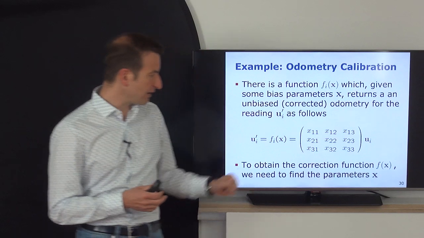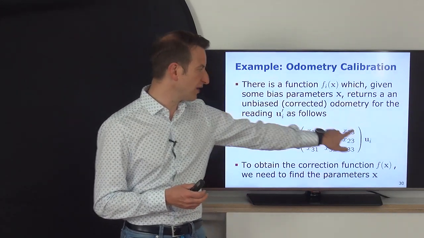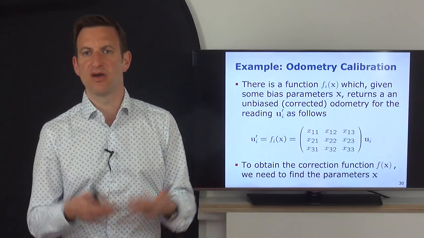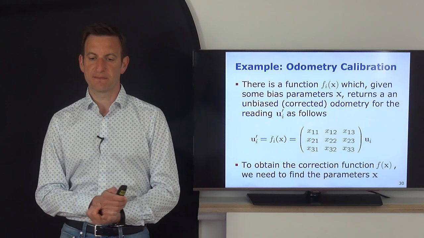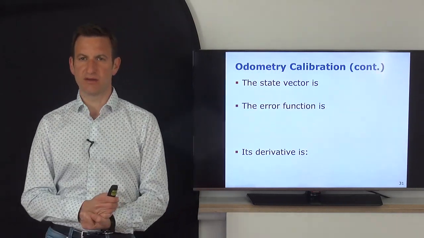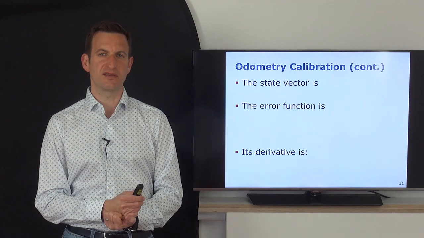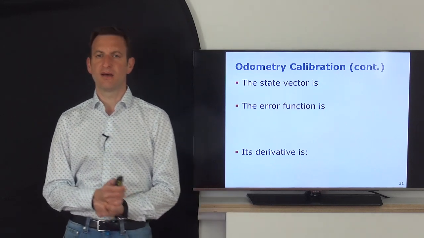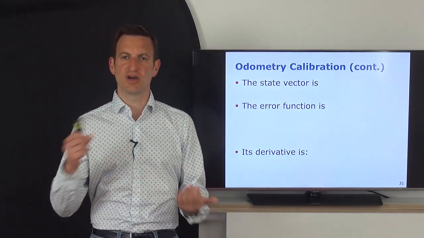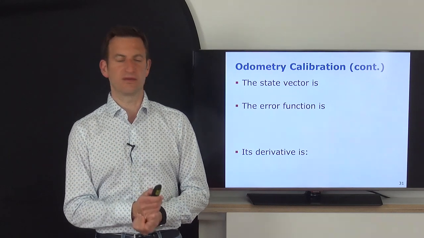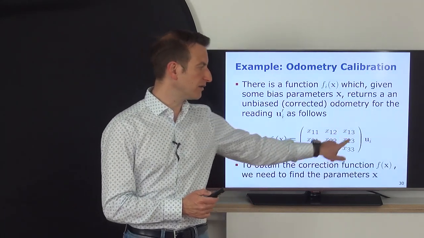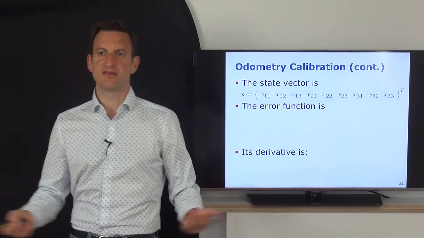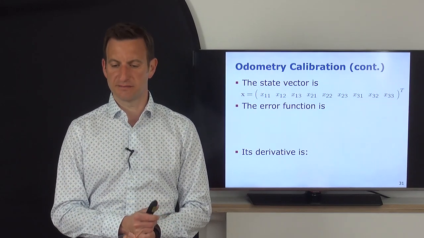In order to do that, we need to find our parameter vector x, which describes how this function looks like. So these are the parameters of this function f, and that's my unknown that I actually want to estimate. So let's say first, what is the state vector here? The state vector is this calibration function that I want to compute. So this state vector is these 9 elements which are used to design this function. So my state vector is simply a 9-dimensional vector containing these 9 elements of this function f.